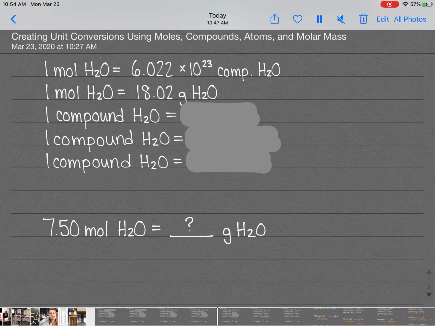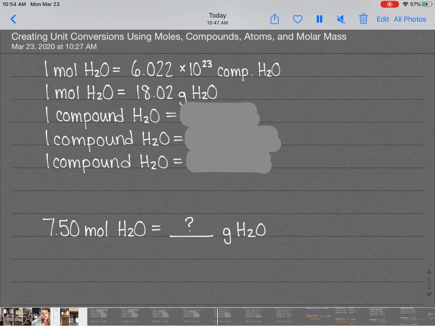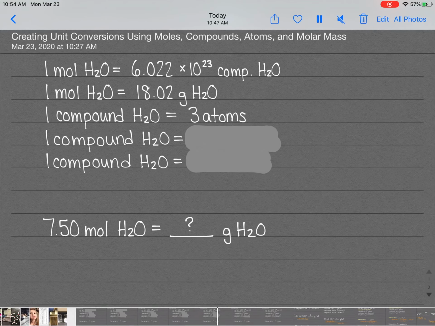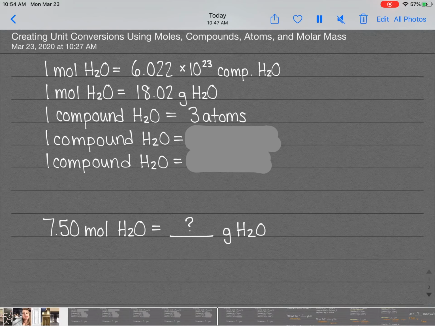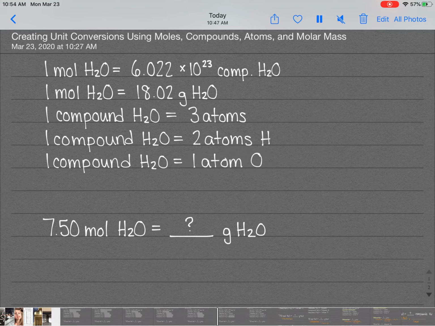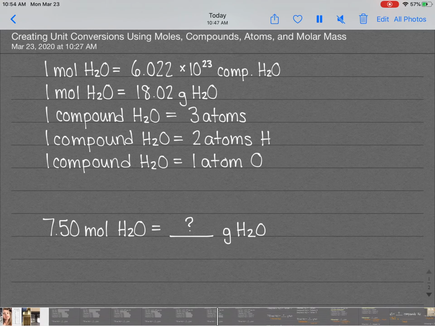Now, you can break this down even further and look at just a simple compound. So we could look at just the compound of water and look to see how many atoms total. Well, we know that we have 2 atoms of hydrogen and 1 atom of oxygen, so we can say we have 3 total atoms. If we're looking specifically at hydrogen atoms, we could also make the conversion factor that 1 compound of water has 2 atoms of hydrogen. And last but not least, 1 compound of water contains 1 atom of oxygen. So you can see just from that really simple example that we have quite a bit of information that we can unpack just from being given 1 mole of a compound.